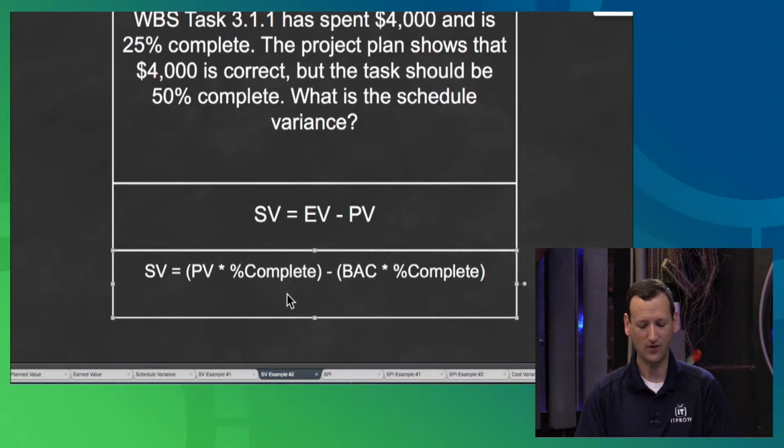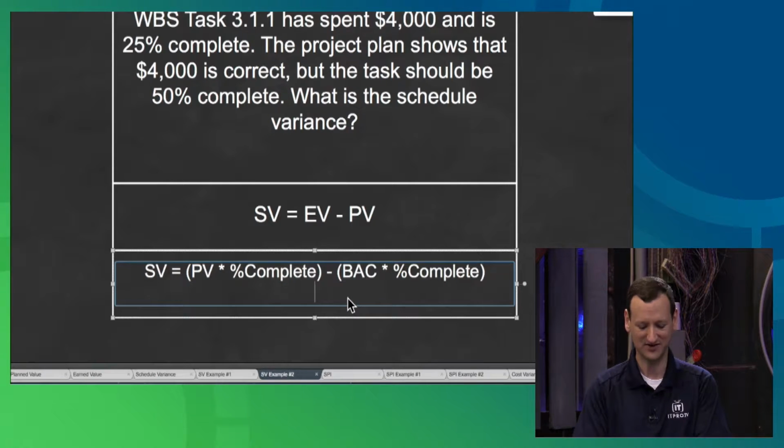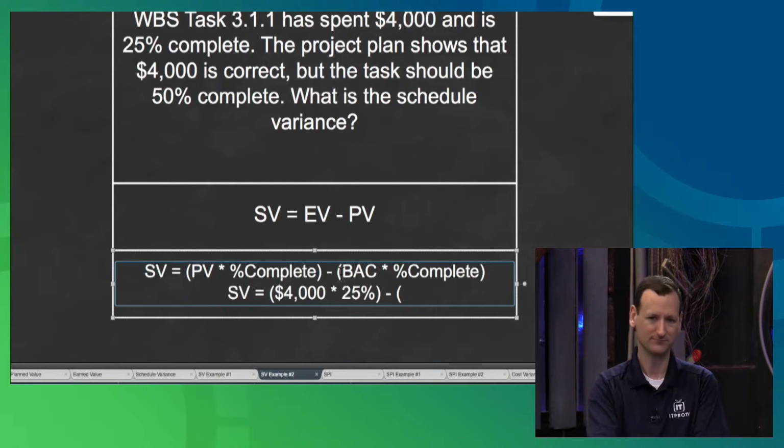Okay, so now what was a simple formula becomes a little more complex, right? But it's still not that bad because they did give me the information I need, right? So SV equals my plan value, which is $4,000, right, times, and here I'm talking about my earned value, so it's what I've actually done, which is only 25%. And then I need to subtract from that my planned value of budget at completion, which at this particular stage is $4,000.